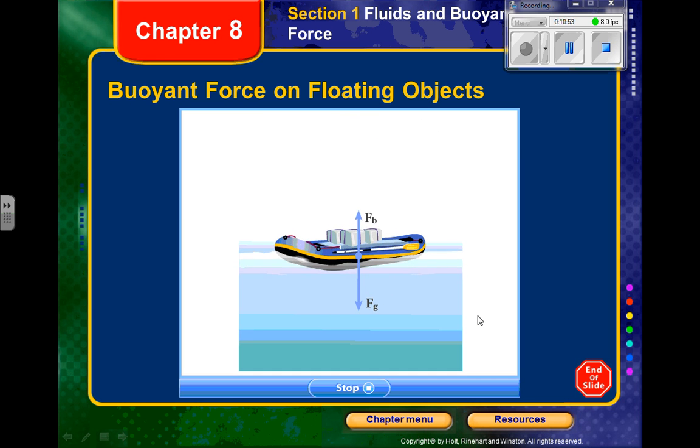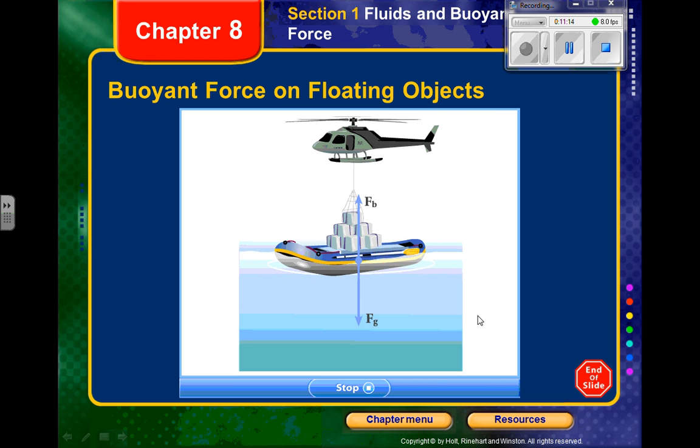As it sinks, the buoyant force increases due to the additional water displaced. The raft will once again be in equilibrium. More cargo adds more weight, which requires more buoyant force. Any object that is floating has a buoyant force on it that is exactly equal to the weight of the object. Otherwise, it sinks.